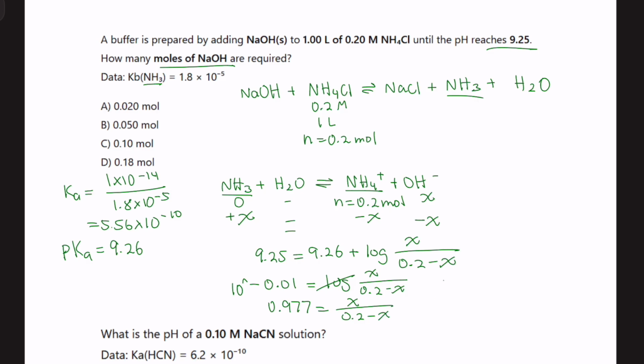Multiply this over, you'll get 0.195 minus 0.977x equals X. And we'll find that X is 0.099 moles or 0.10 moles. And remember that X over here is the amount of NaOH that was added. So we know that the answer is C.